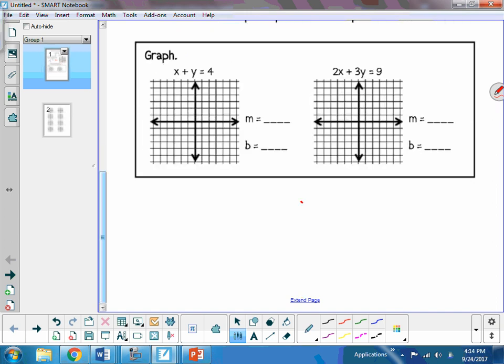All right, so now let's think about this equation here. This first one. We need to get y by itself. It is not by itself. So right now I have x plus y equals 4. What do I have to do to get y by itself? I need to get rid of the x. So I'm going to need to subtract an x from both sides. So I have y equals -x plus 4.